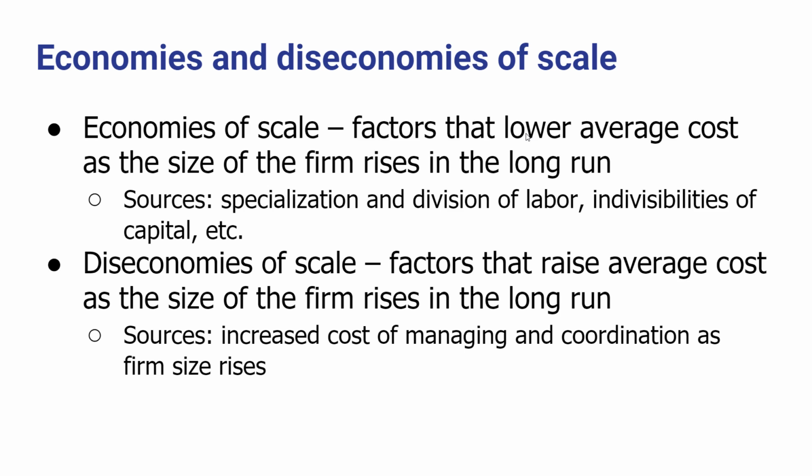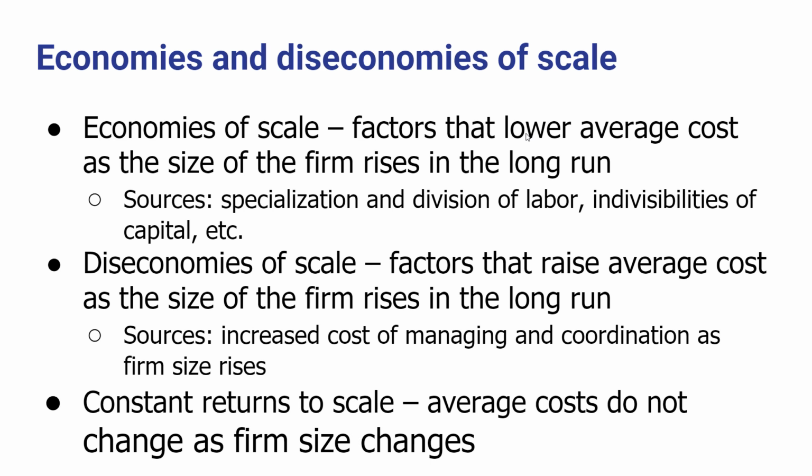Now let's say we go up to 400 branches. You'll have to add divisional managers, and as the firm keeps growing, the levels of management keep rising. That's a factor that tends to make costs rise as you add more and more layers of management to the firm. Constant returns to scale occur when average costs do not change as firm size changes.